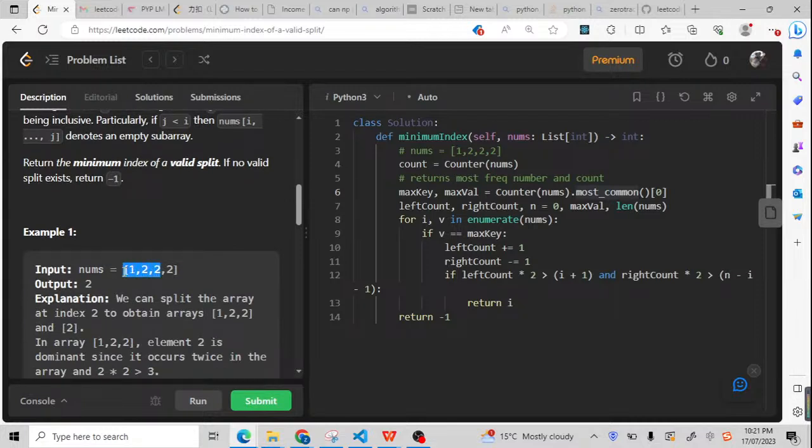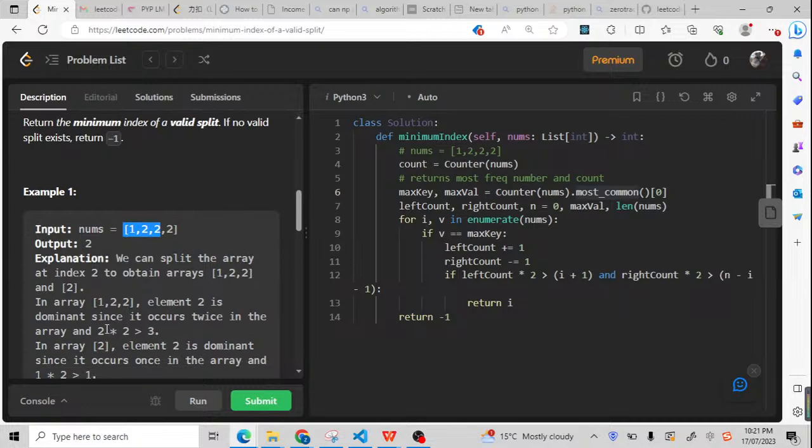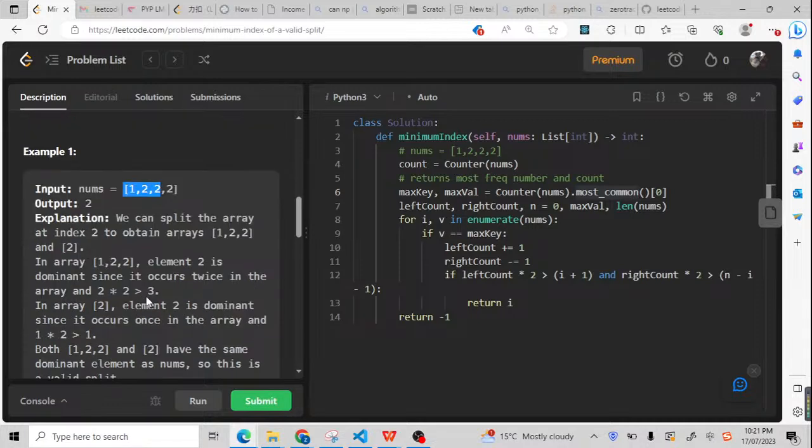For example, nums: you split it so the left side is 1 to 2, and the maximum frequency is of number 2. So for number 2, it is 2. This maximum frequency times this number, 2 times 2, is more than the length of the subarray 1 to 2. The length is 3. Yeah, it's okay. 4 is more than 3.